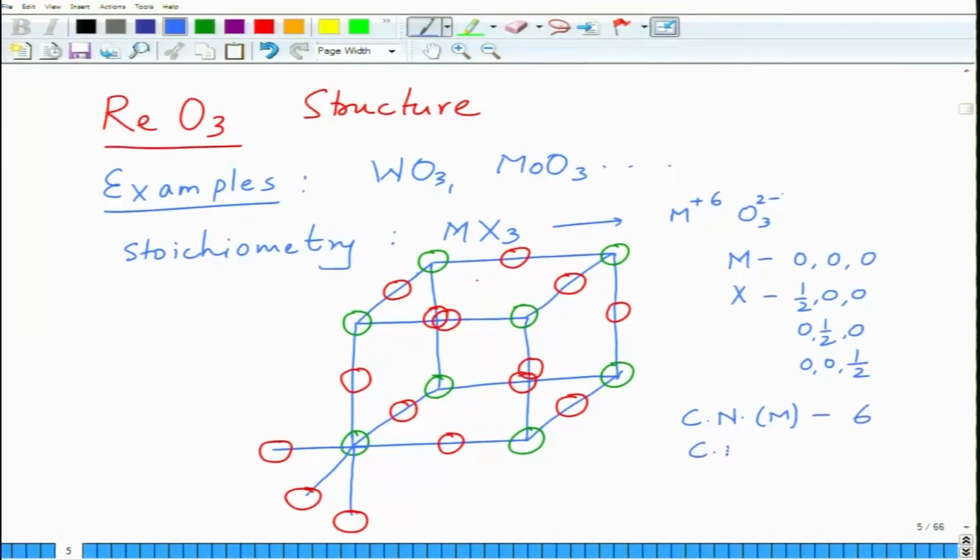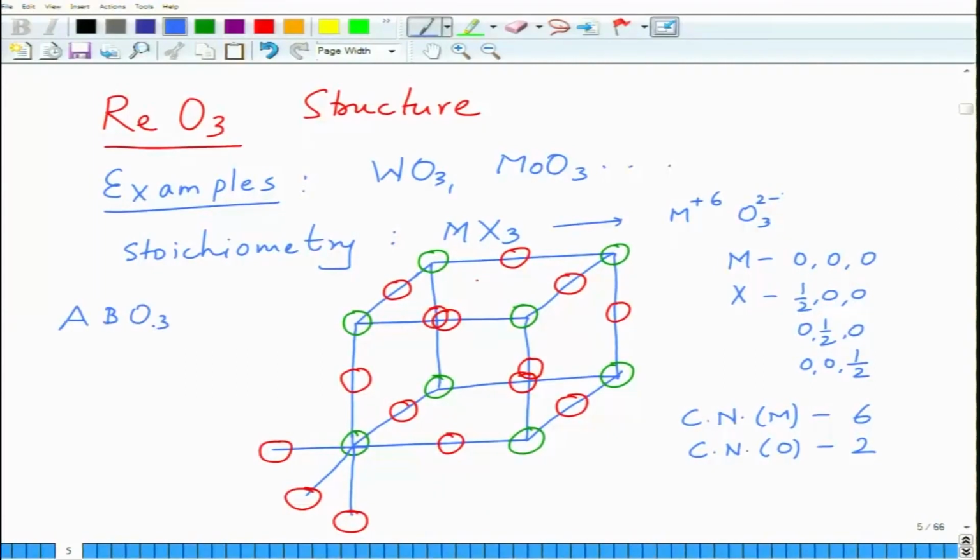So what is the coordination number of oxygen in this case? You can do the bond strength check, but you can see the stoichiometry is MX3, 1:3, so it's got to be 2. Can you correlate this structure with the ABO3 structure? We can. If you look at ABO3, we drew ABO3 in this form, right? So where is now A? A is missing here. It can be considered as a sort of perovskite structure with the A atom missing.